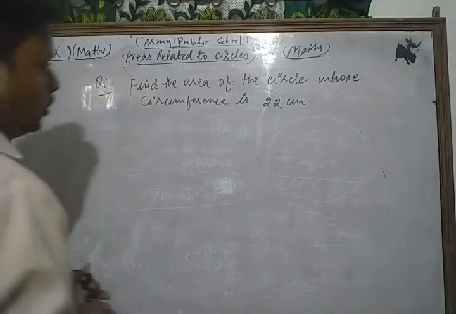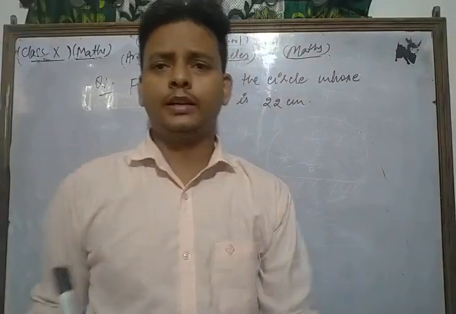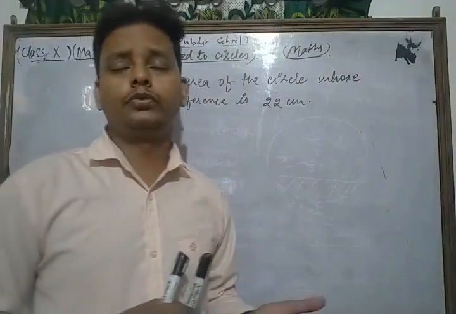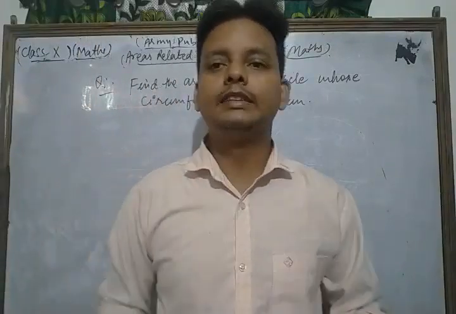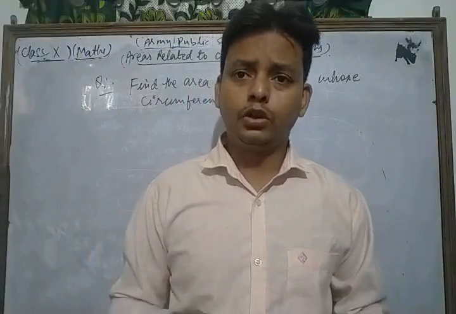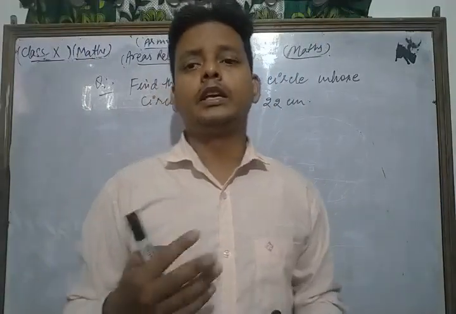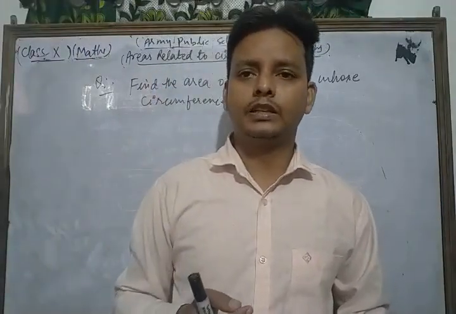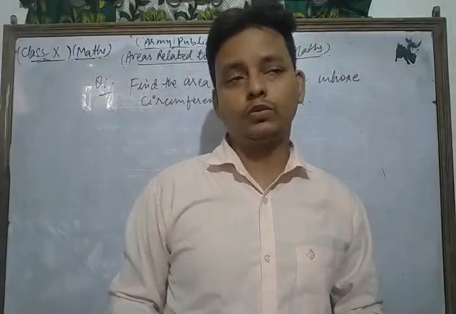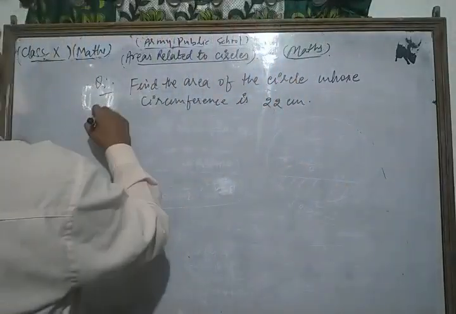Okay, now let's see. Dear student, you know that for finding the area of a circle, first of all we find its radius. Then, as I just discussed, the formula for the area of a circle is what? Pi r square. So, let's see its solution.